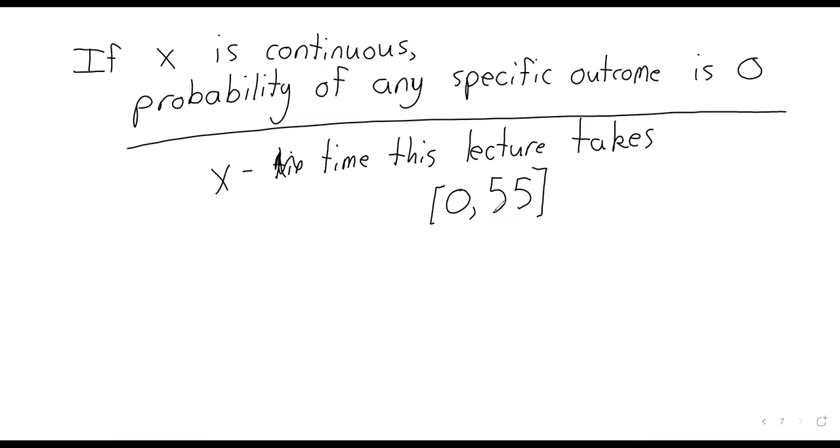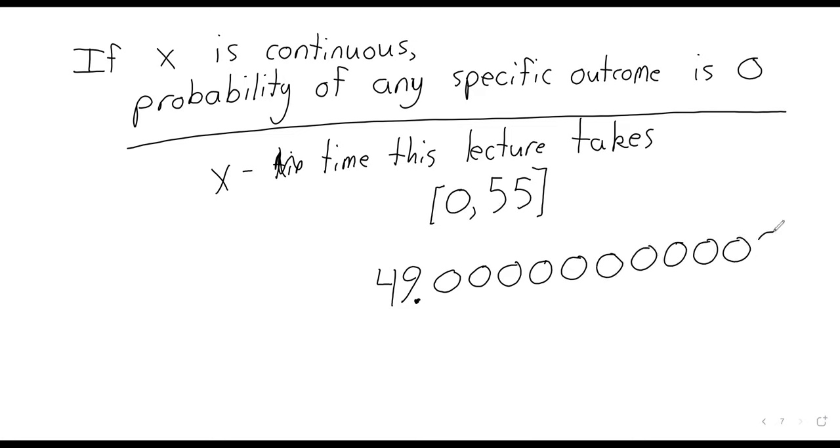So this is a continuous random variable. And let's say, let's talk about 49 minutes. And you say, well, we've had a bunch of lectures that lasted around 49 minutes. How can we say that there's a probability of zero that we get this outcome? But in reality, none of the lectures I've given have lasted 49 minutes, because 49 is 49.00000, followed by an infinite string of zeros.